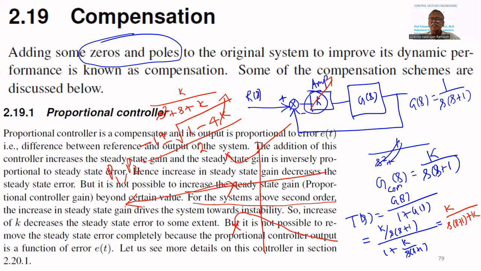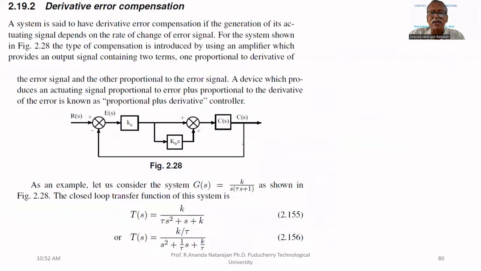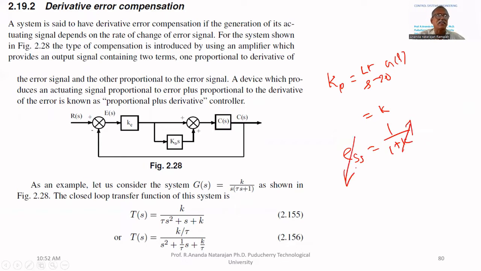So increase of K decreases the steady state error to some extent. How? Increase of K reduces steady state error. What is Kp? Kp equals limit S tends to 0 of G of S. For a type 0 system, it is K. Am I correct? What is the steady state error? 1 by 1 plus K. If you increase K, what will happen? Steady state error will decrease, definitely, for a type 0 system.